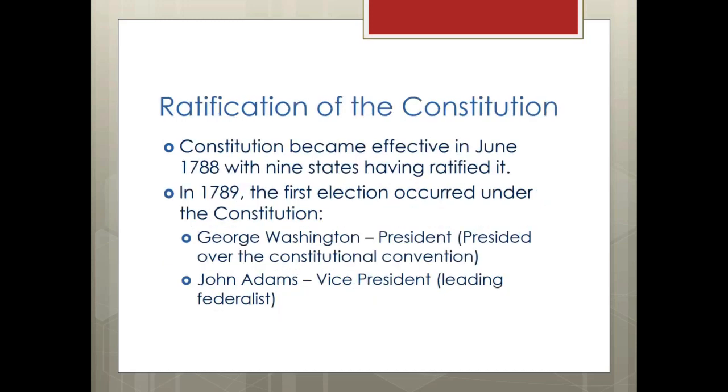The Constitution was ratified in 1788, with 9 states having ratified it, and in 1789, the first election occurred under the Constitution. George Washington, who had presided over the Constitutional Convention, was the president, and John Adams, the vice president, was the leading Federalist.